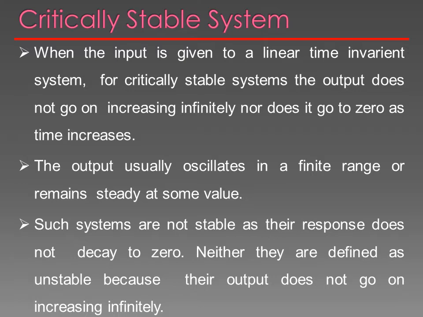Then critically stable system. When the input is given to the linear time invariant system, for critically stable systems, the output does not go on increasing infinitely, nor does it go to 0 as the time increases. See, we have studied the stable system and unstable system. In a stable system, as time increases, the output tends towards 0. In an unstable system, the output goes on increasing infinitely. But in a critically stable system, the output neither goes on increasing infinitely nor goes to 0.